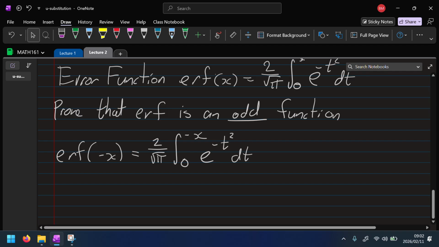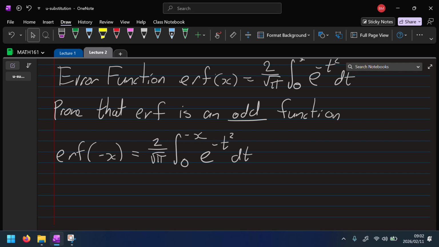Okay, so we got the minus x on the inside, and then we got the minus x at the top there. We want to try and get that minus out to the front, right, to show that it's odd. So that top bound there, minus x, we want that to just be x, right, to get the original function back. So what kind of u substitution can we do to change the minus x back to x?